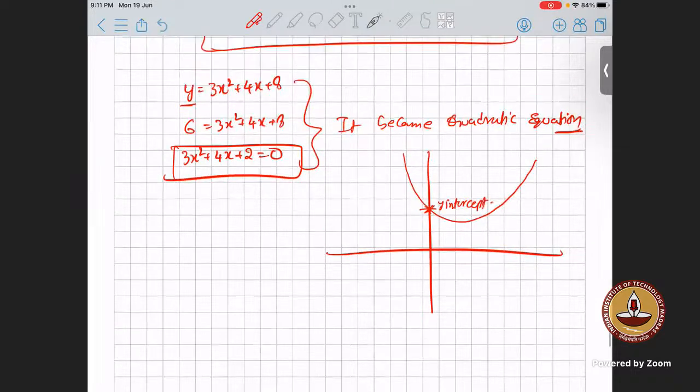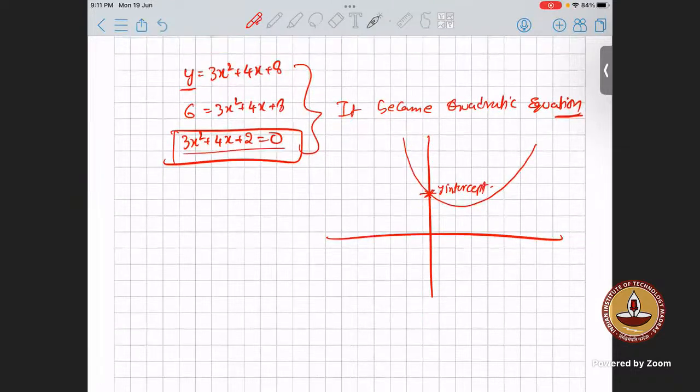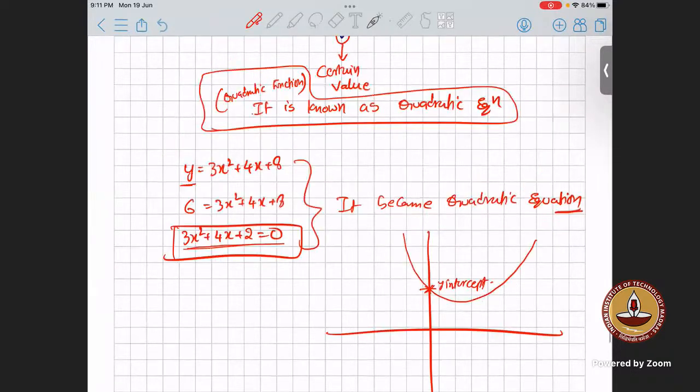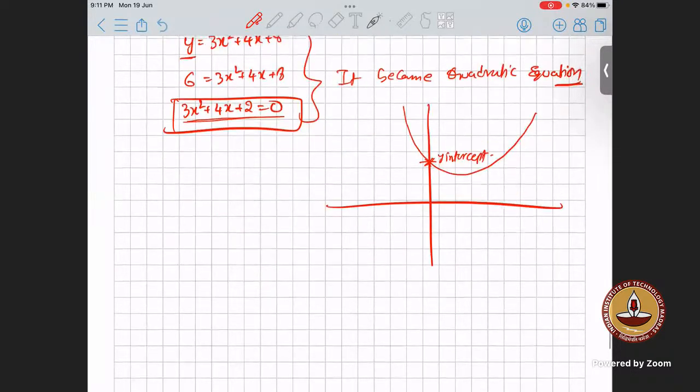Now, look, it is equal to 0. That means any quadratic equation can be written in this form, equal to 0. That means y equals 0. Agree? Any quadratic equation can be written in the form x square plus bx plus c equal to 0.